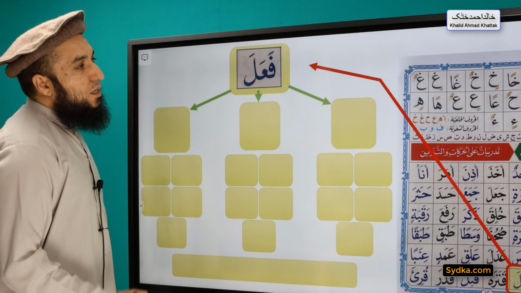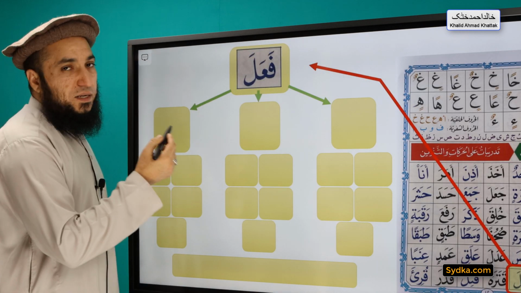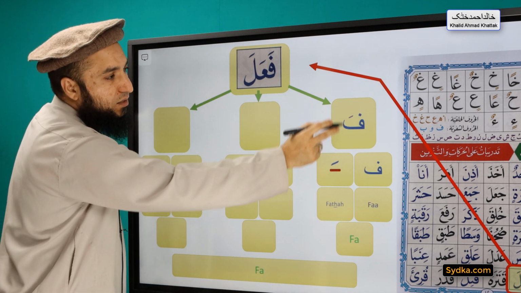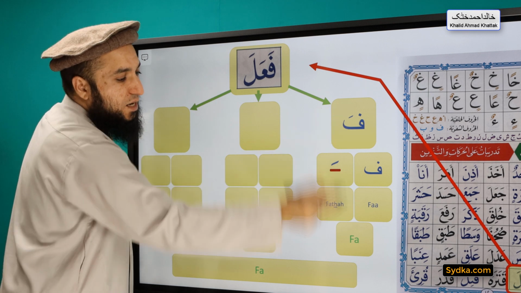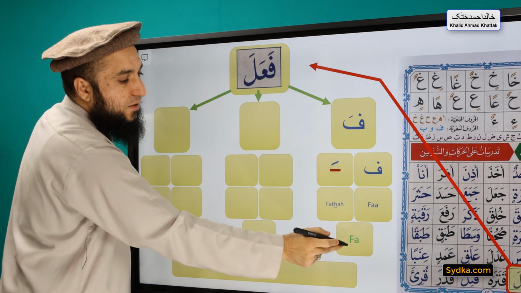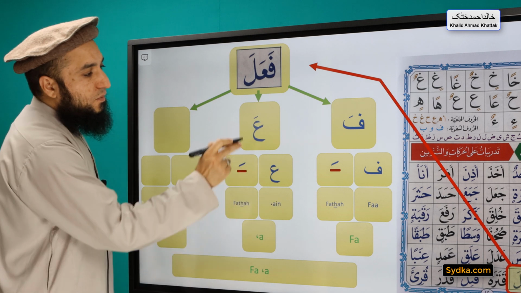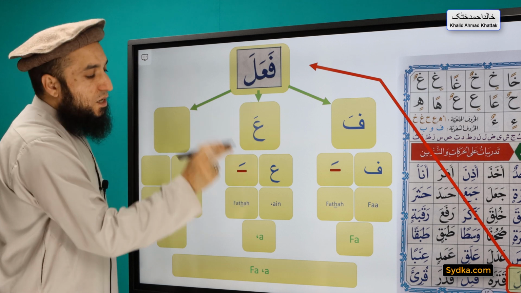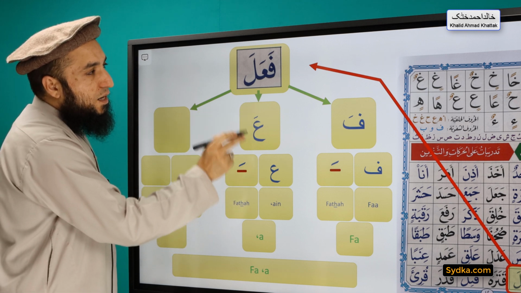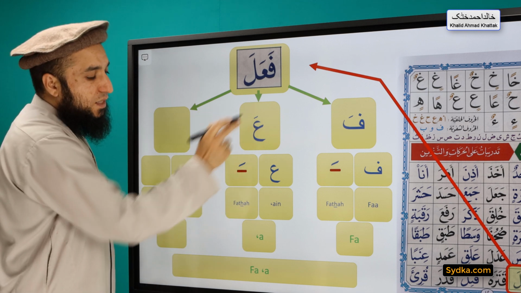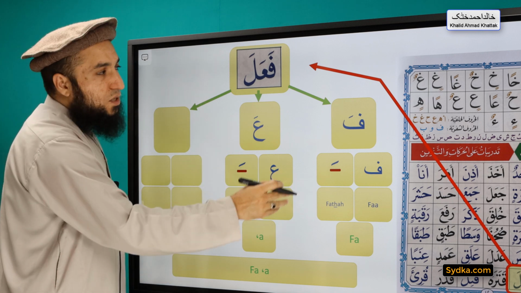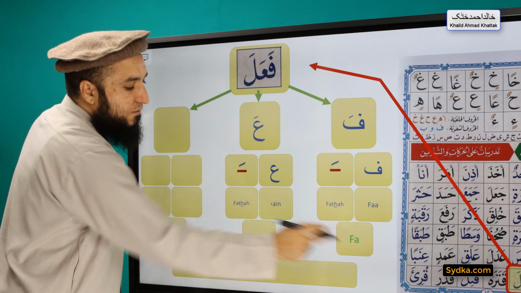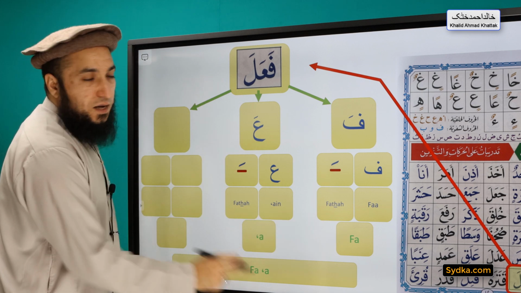So the next word we have is fa'ala, and it has 3 syllables. The first syllable is fa fatha fa. Fa is not silent and we have fatha. Fa fatha fa. So the second syllable we have is ayn fatha a. Ayn is not silent and we have fatha on it. Ayn fatha a. So now we connect these two syllables. We have fa'a.